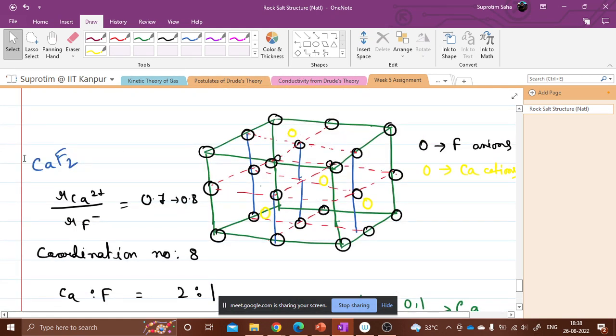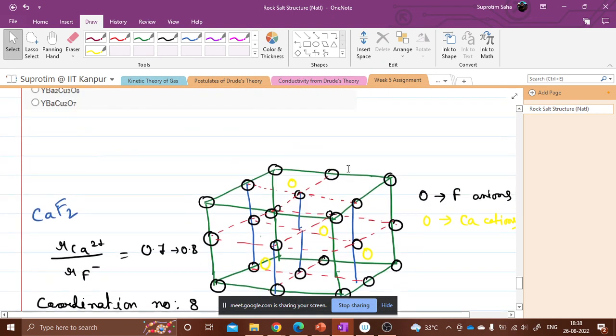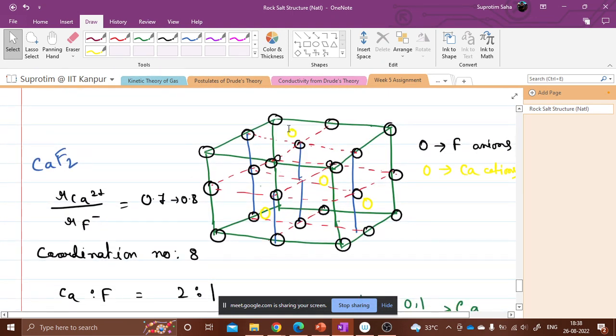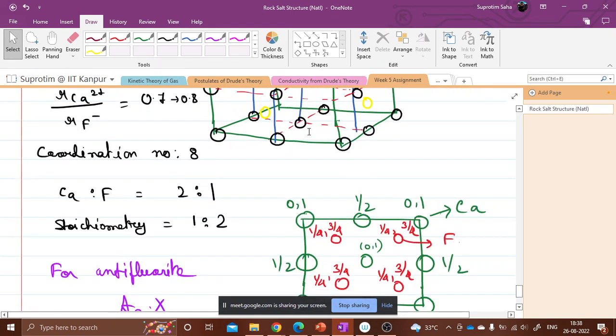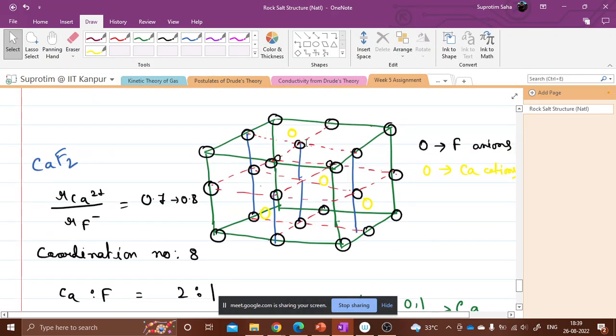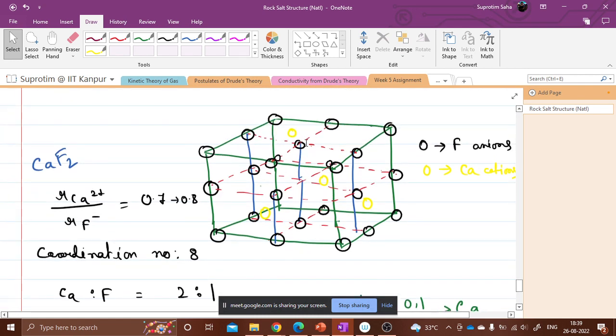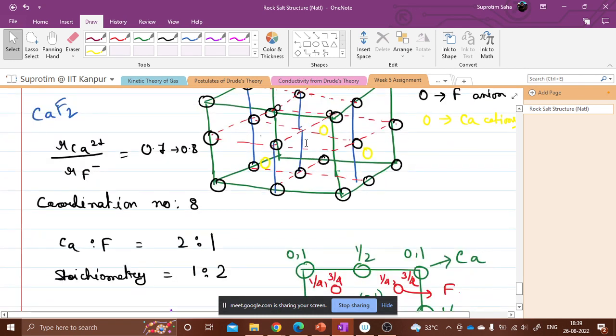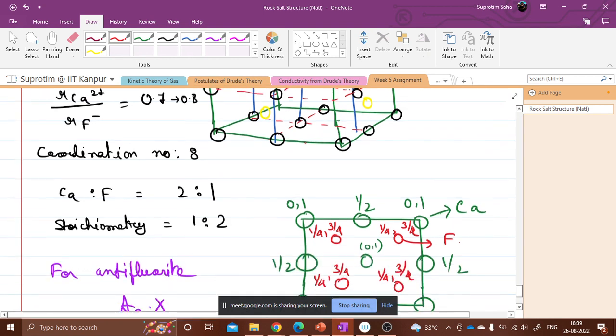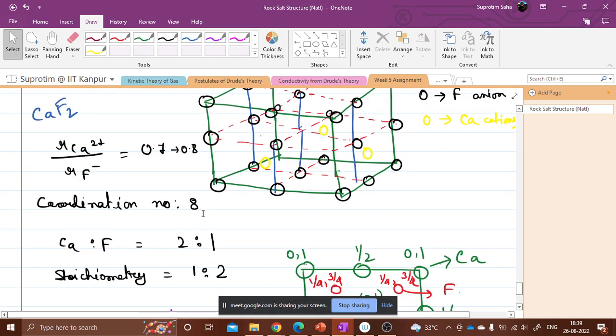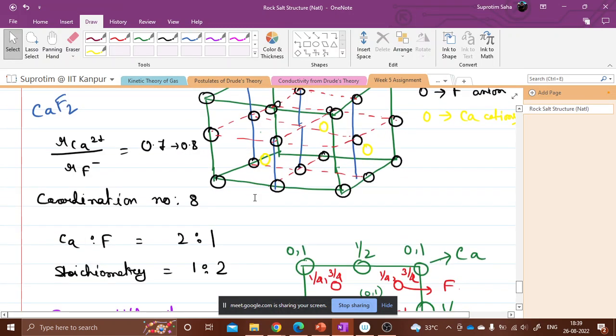So for CsCl, you're not in the octahedrally coordinated voids. So the nearest neighbor coordination number is 8, right? Sorry, maybe I made a mistake. So this is cubic, right? Cubic. Sorry, this is cubic. I was making a mistake when I was saying octahedrally. So 8 nearest neighbor atoms means cubic. Octahedrally means 6 nearest neighbor atoms, right?